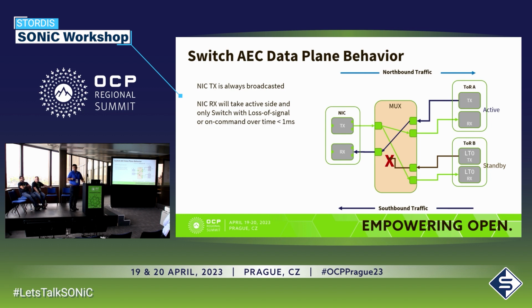And when the active TOR fails in any case, the switch can detect it and automatically switch. So if you look at the northbound traffic, it's always getting transmitted to TOR A and TOR B. But for the southbound traffic, the switch basically acts like a mux, and it knows which is active, and the passive or the standby TOR's traffic is ignored.